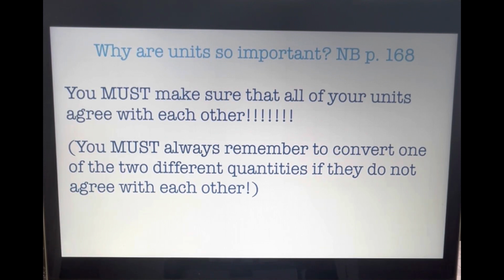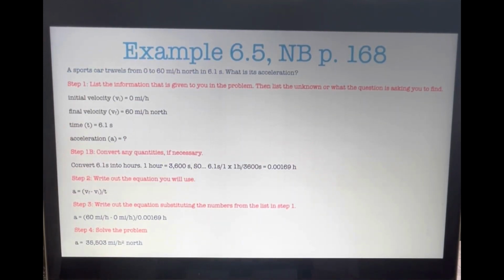You must always remember to convert one of the two different quantities. All right, so the next two examples are going to help us learn this. Example 6.5. A sports car travels from 0 to 60 miles per hour north in 6.1 seconds. What is its acceleration?